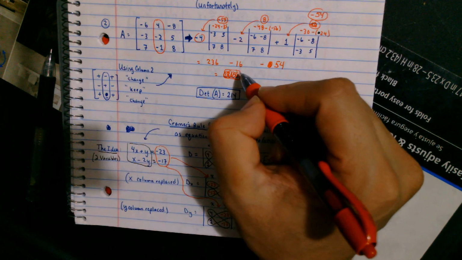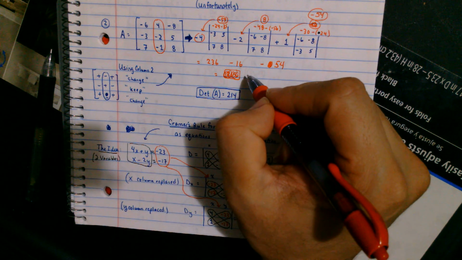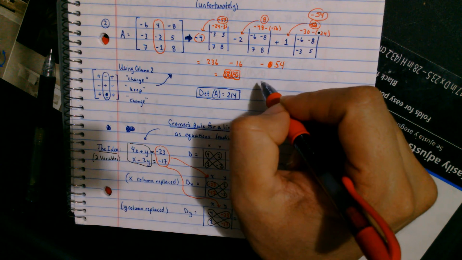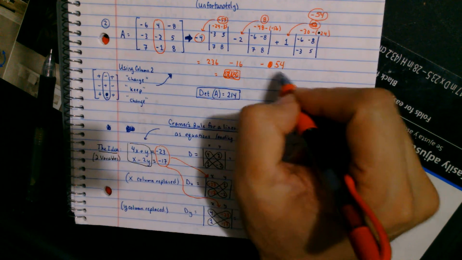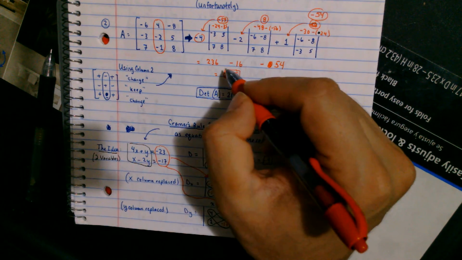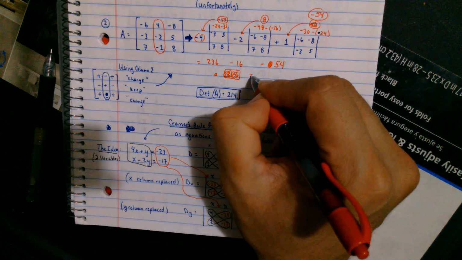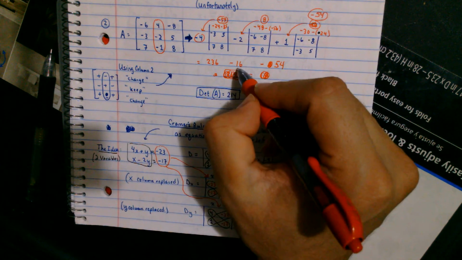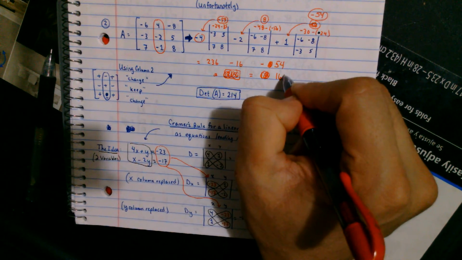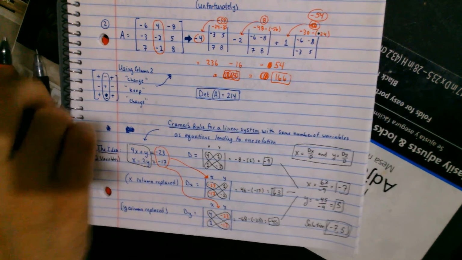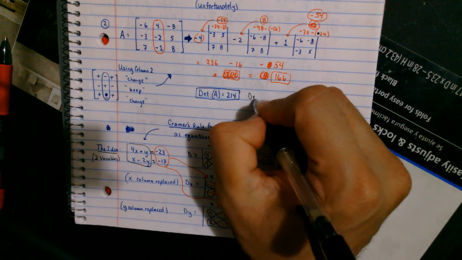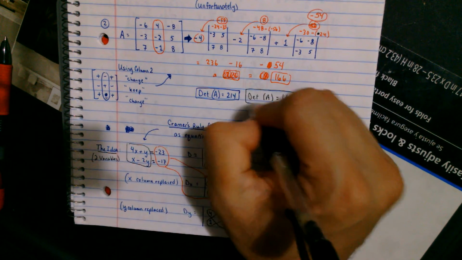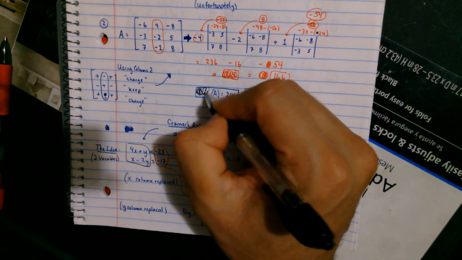So 236 minus 16 would be 220. Or this is negative 16 minus 54, which is negative 70. 236 minus 70 is 166. So the determinant is 166. Again with the 66. Híjole. Again, just dumb luck.